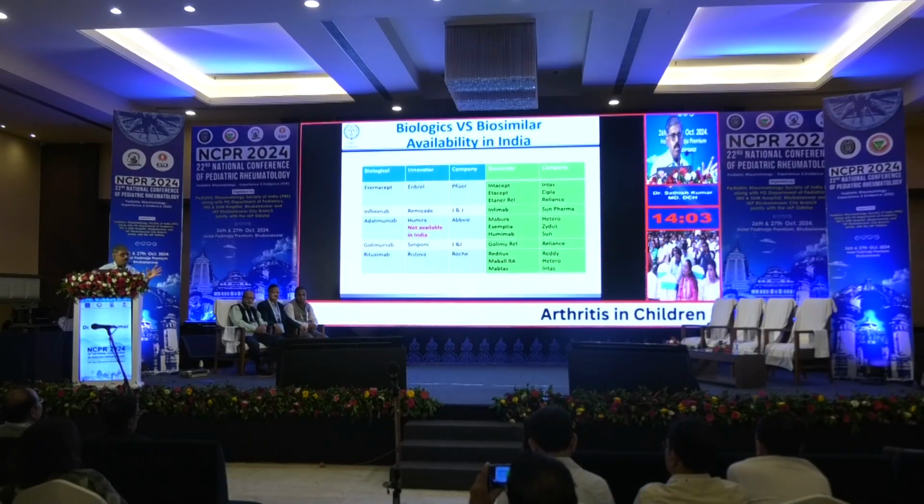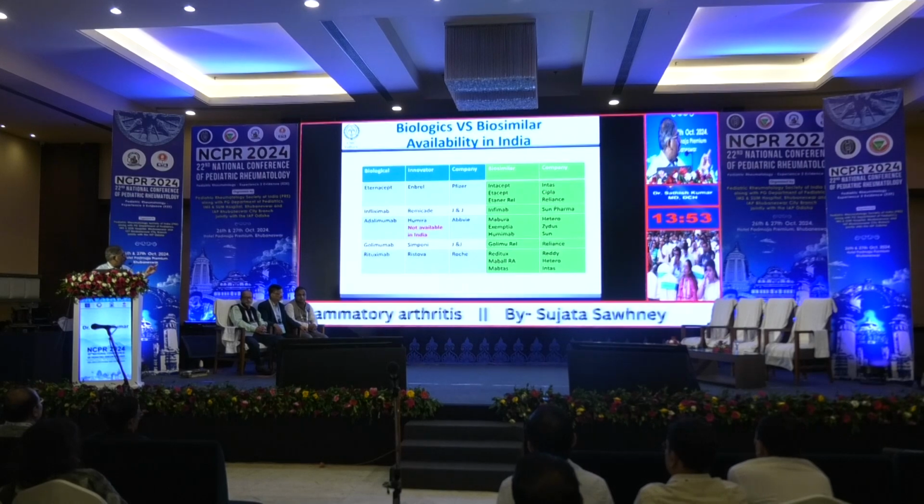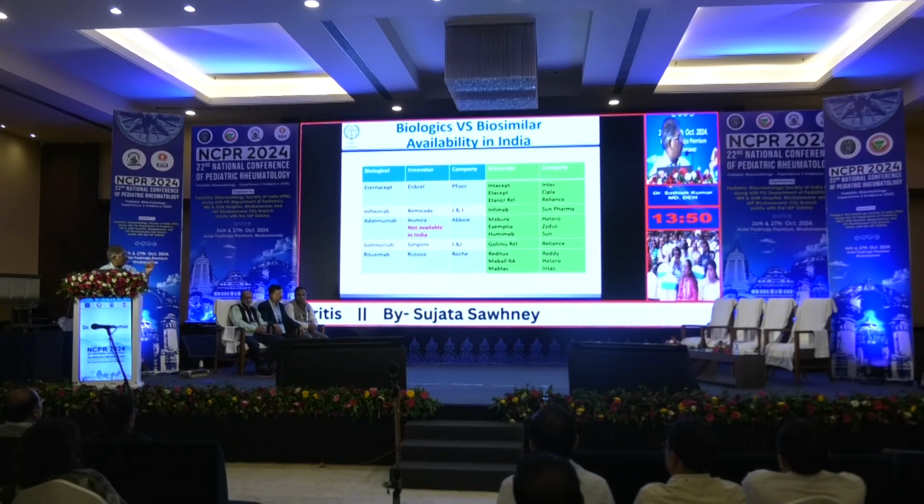Various players are there, but remember that only 3 or 4 companies produce the adalimumab molecule, while a lot of companies market it. Then we have golimumab, originally Simponi. Now Reliance has come with a biosimilar, and rituximab again. There is Ristova from Roche, which is the original, and we have lots of biosimilars available in India. So the Indian market is flooded with biosimilars.